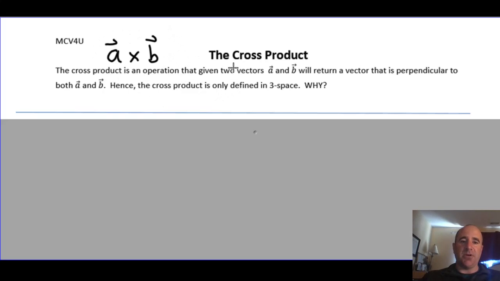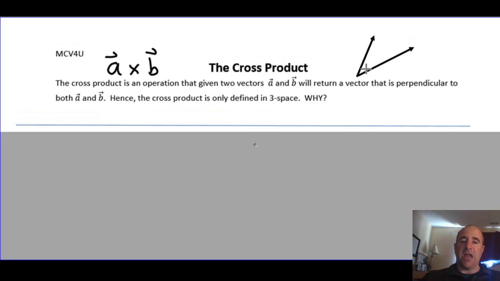And sometimes the cross product is called the vector product instead, but I'll always call it the cross product. Now we're going to start off with a geometric interpretation of what a cross product looks like. So imagine you have two vectors, A and B. If you cross them together, the cross product will return a new vector, and that new vector will be perpendicular to both A and B.